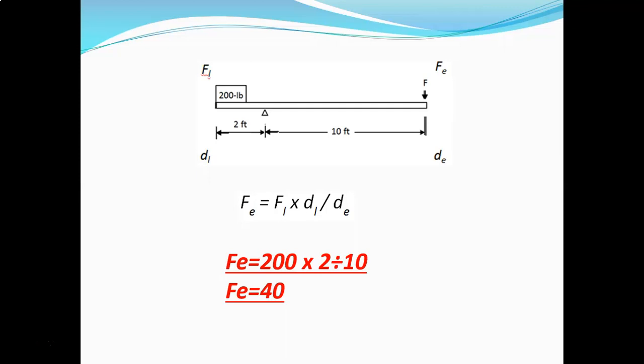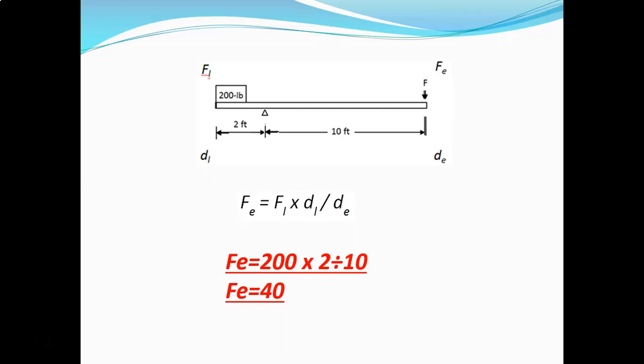If FL is given as 200 pounds, at 2 feet from the fulcrum, we multiply that, and 200 times 2 is 400 pounds. Then the distance of the effort we're applying is at 10 feet from the fulcrum. So we're going to divide 400 by that 10 and get 40.